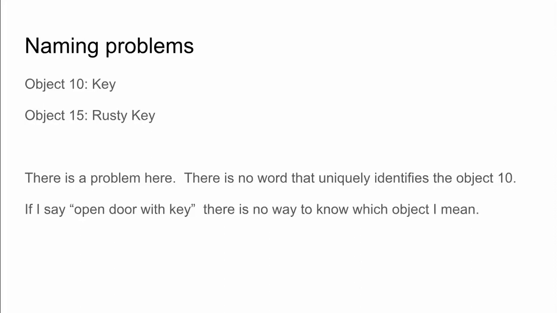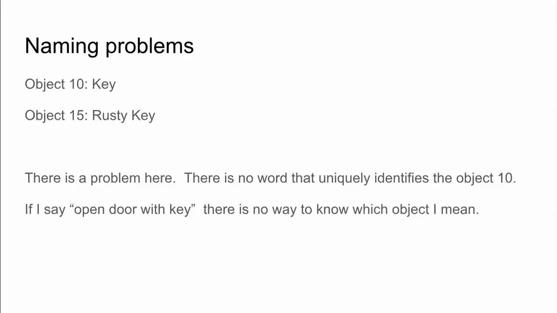But let's say you're in a room and there's a key, object 10 here, and the rusty key, which is object 15 in our game. Well, we have a problem because key maps to object 10 and it maps to object 15. And there's no word for object 10 that's unique. So there's no way for the parser to ever figure out whether you're talking about object 10 or object 15 when you're using the word key.